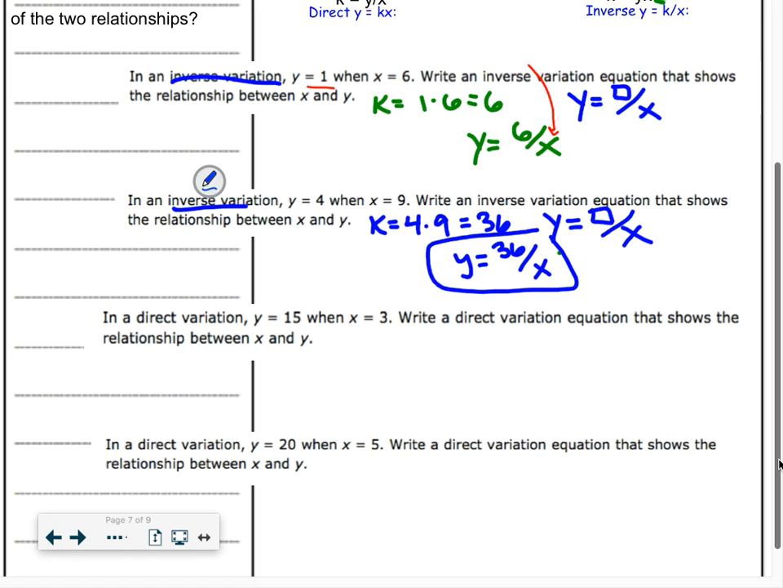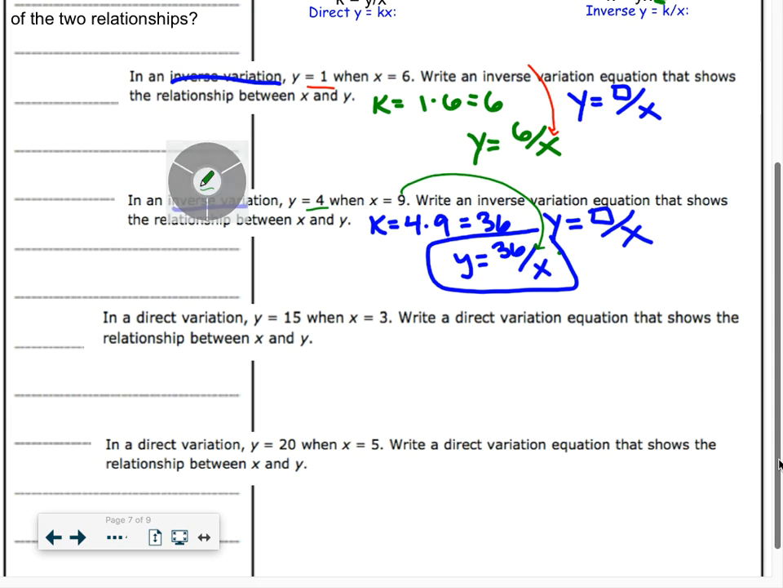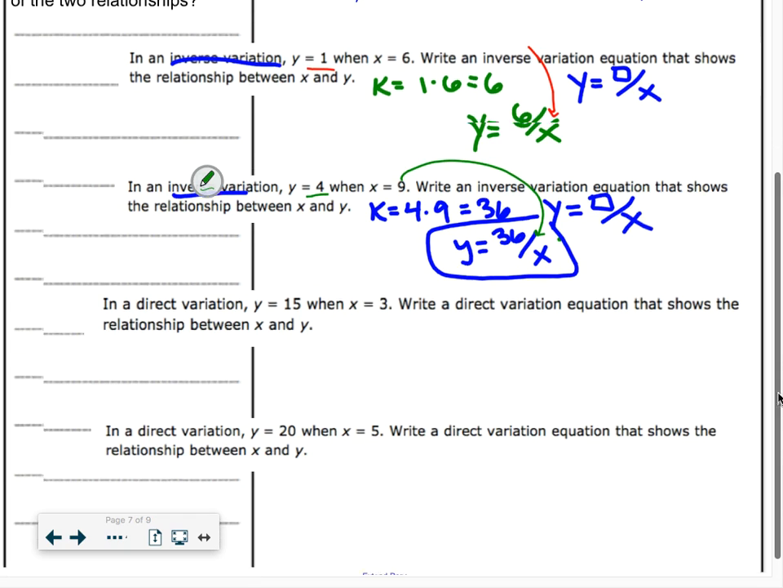And again, you can check. x is 9, so then we'll do 4. You can check your work by putting your x in. 36 over 9 equals 4. Yup, that equals my y. Makes sense. Okay. All right, moving on.